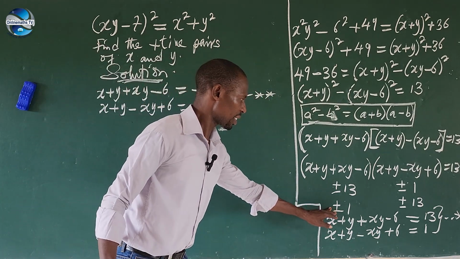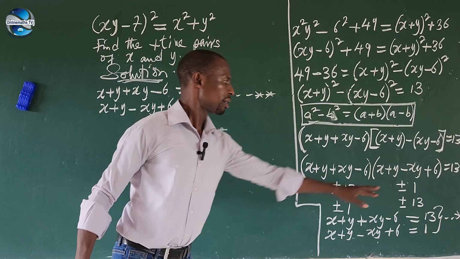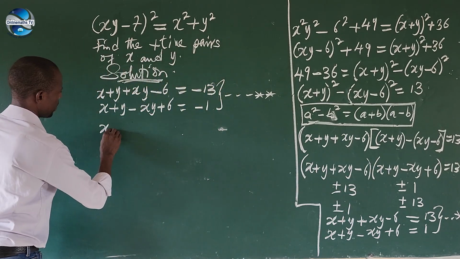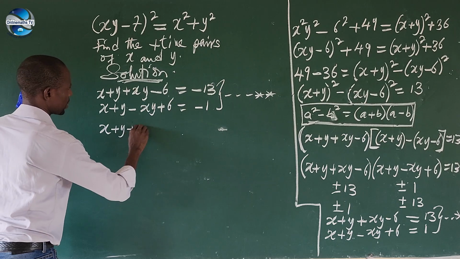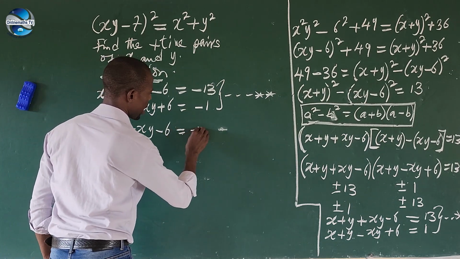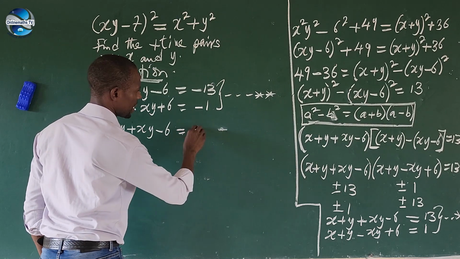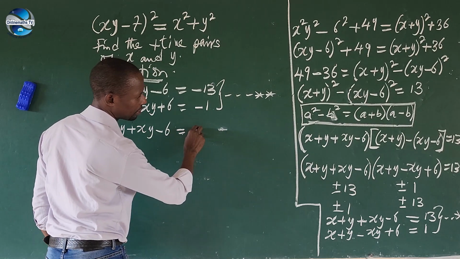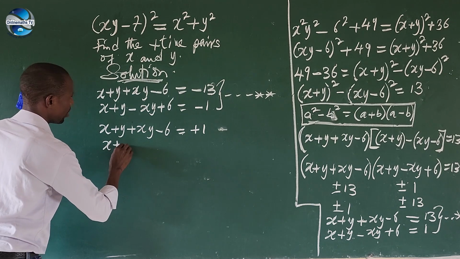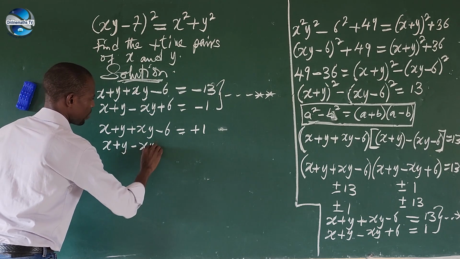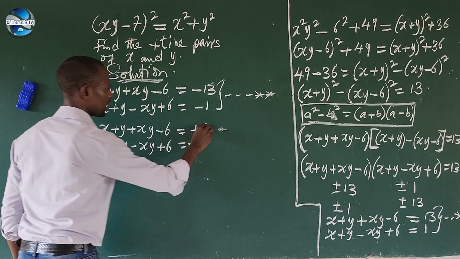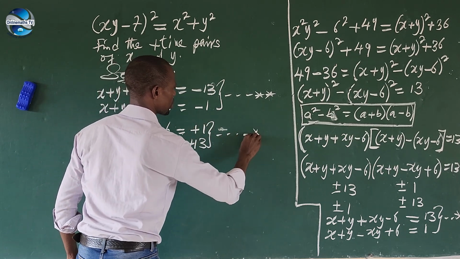So we'll come to this other side. We're going to have positive 1 and positive 13. So we have x plus y plus xy minus 6 equal to positive 1. Then we're going to have x plus y minus xy plus 6 is equal to positive 13. Let's take this as our equation star.